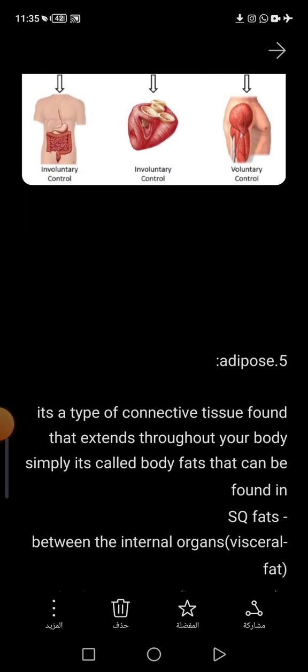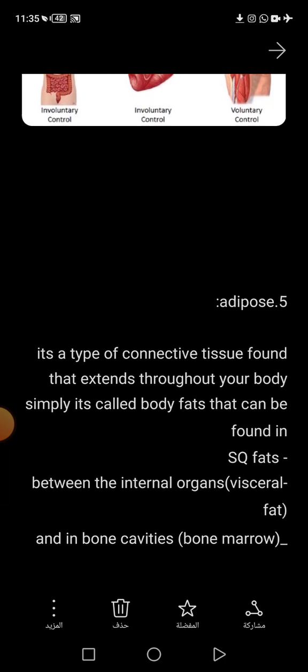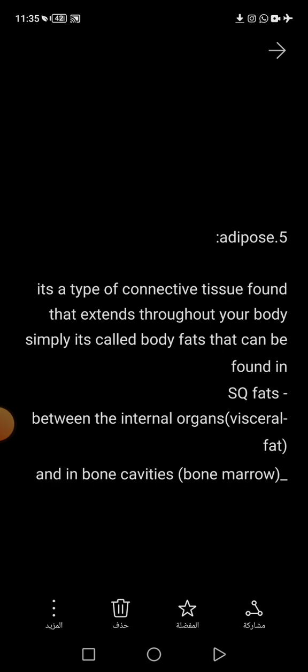After that, we have adipose. Adipose is simply a type of connective tissue, or we can call it fat. It's a type of connective tissue that extends throughout your body, so simply it's called body fat. That can be found in SQ, which is the short form of subcutaneous. Subcutaneous means under the skin, directly under the skin. Okay, those are called subcutaneous fats.